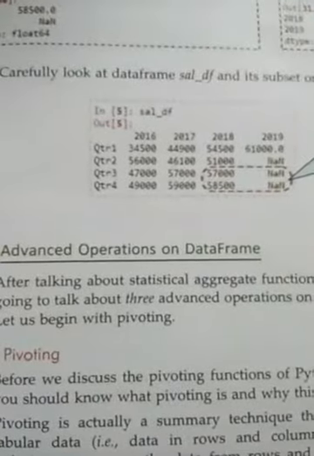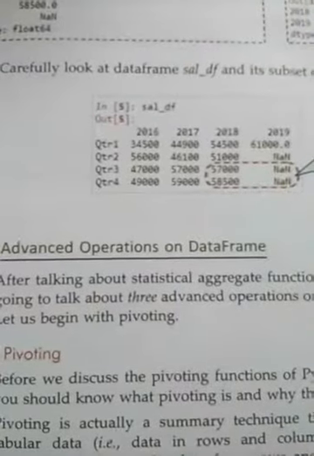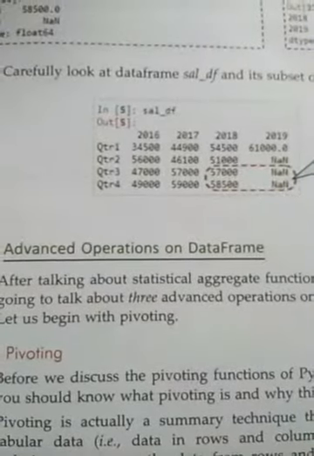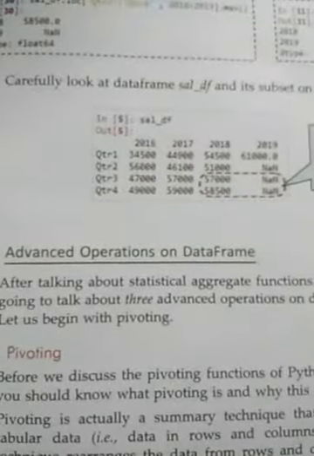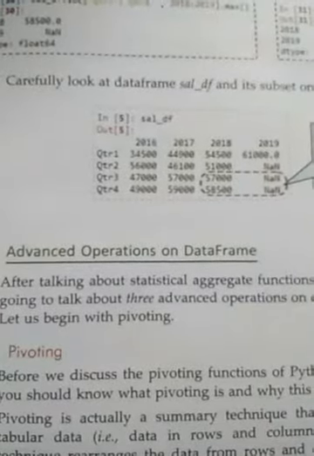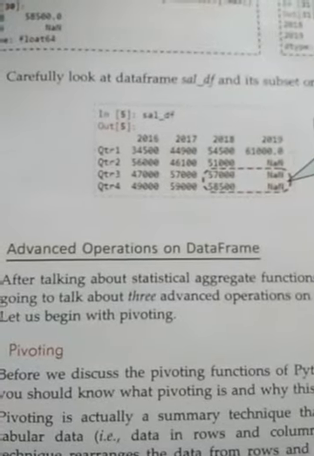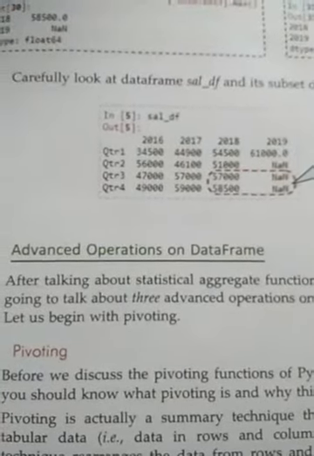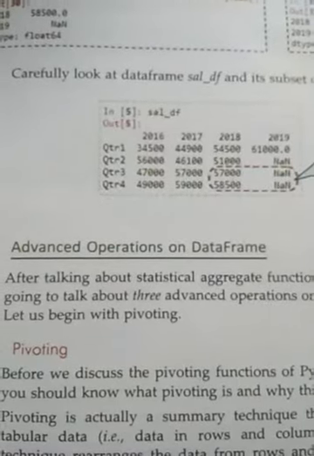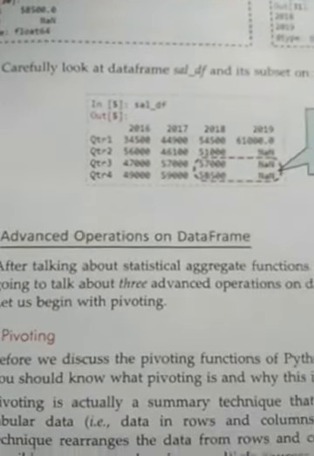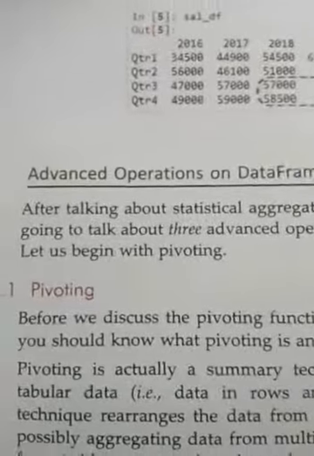After talking about the statistical aggregate functions in the previous section, in this section we are going to cover the three most advanced functions. Number one is pivoting, second is sorting, and third is aggregation. So number one is pivoting.